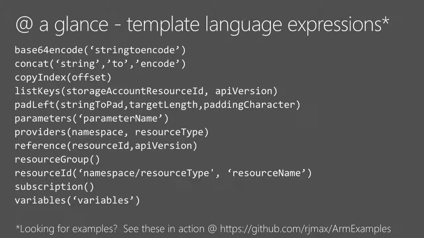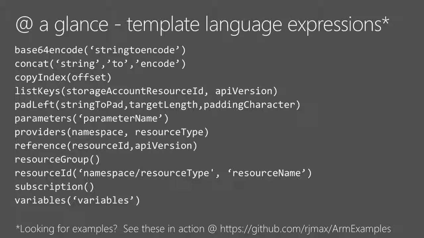We allow you to pad your strings. We allow you to retrieve parameters, enumerate information about the providers that are registered with Resource Manager, and reference a given resource, which is a way of implicitly creating a dependency or a way to retrieve information about a particular resource via GET, like we did in our last example. You can retrieve the execution context of the resource group that you're executing in. You can build a resource ID for a given resource. You can get the subscription context in which your template is running, or you can reference a variable.